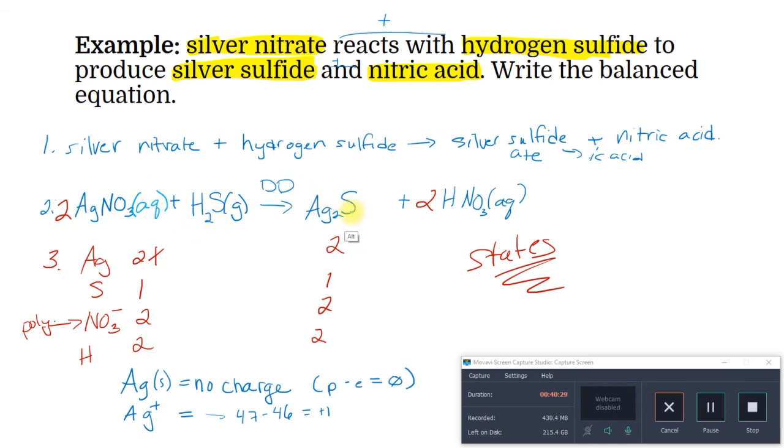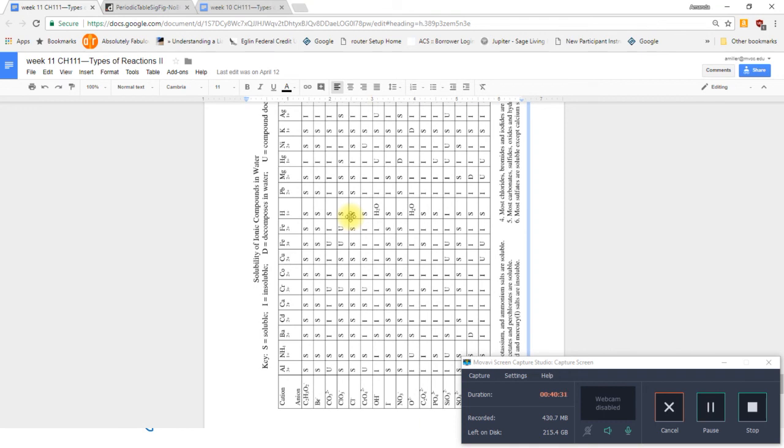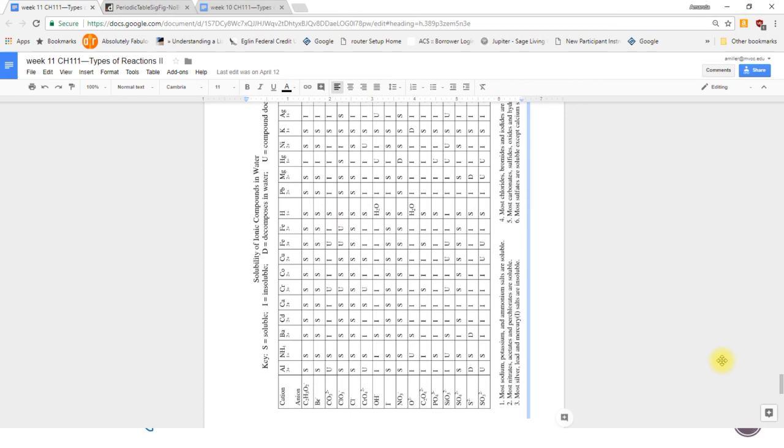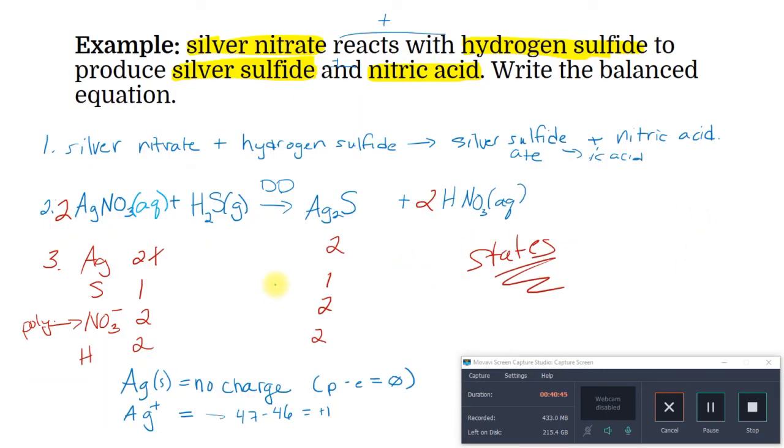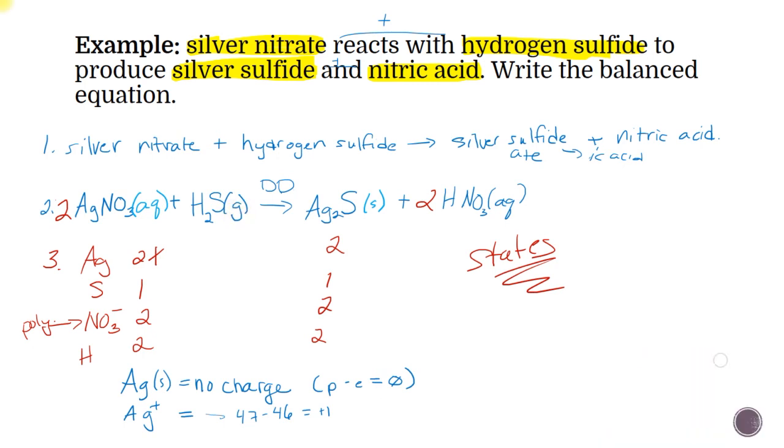Okay, so then let's check out silver and sulfide. So here's silver. The sulfide is down on the second to the last row. So this one says I. I means insoluble. Insoluble meaning it does not dissolve in water. So that's a solid. So if we did this reaction, we should have seen a solid precipitate that forms. Okay, and then we already figured out acid means AQ, and I just told you that hydrogen sulfide is a gas. Okay, so now this is our complete answer.